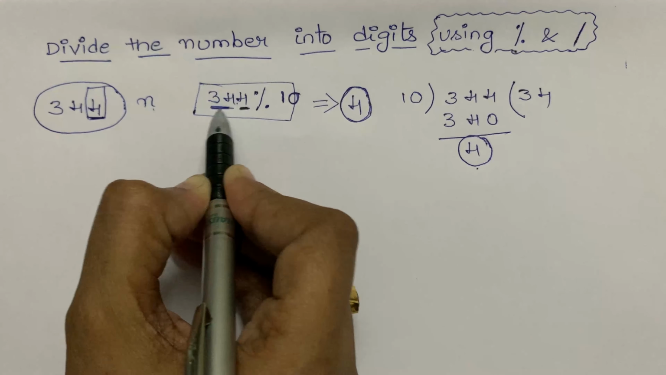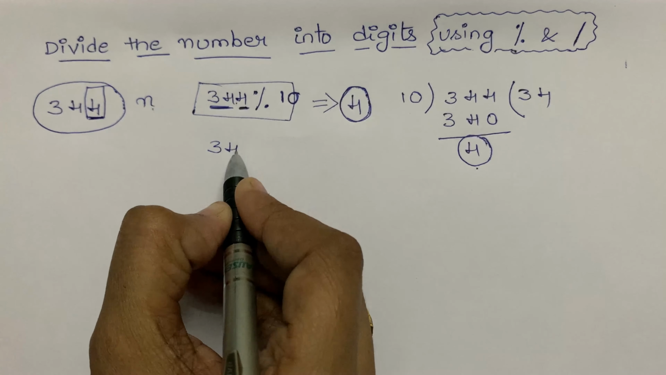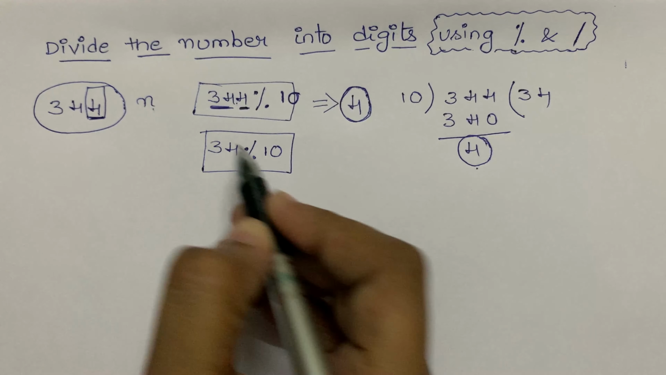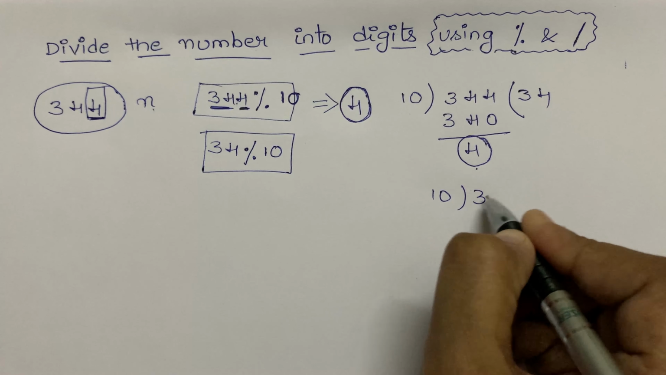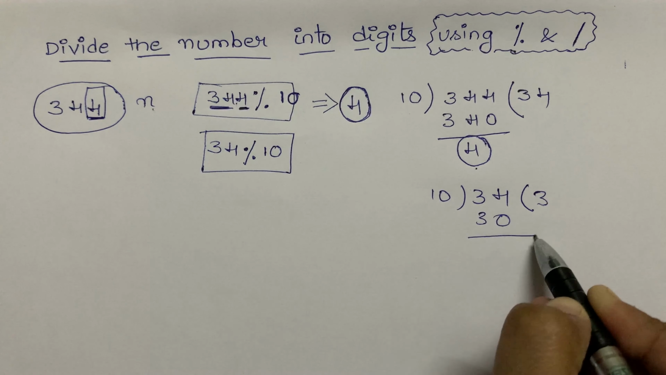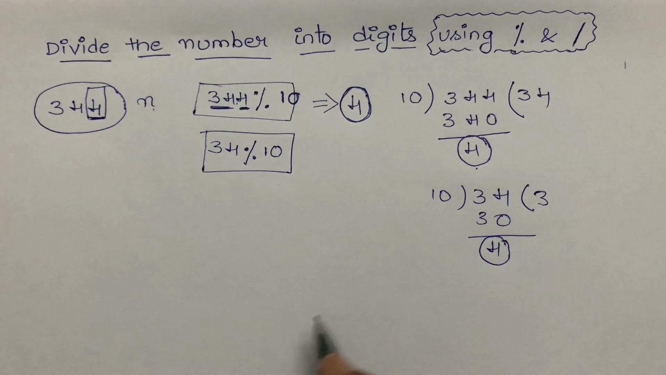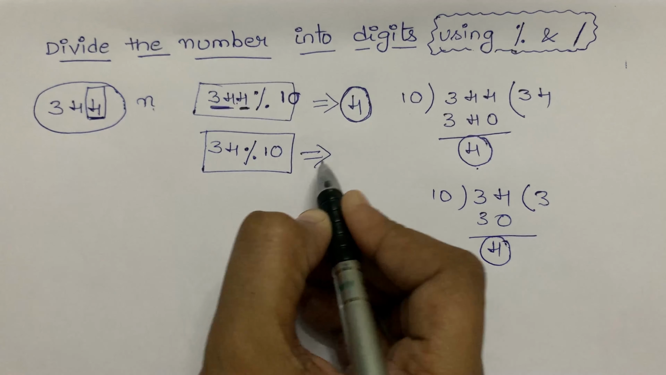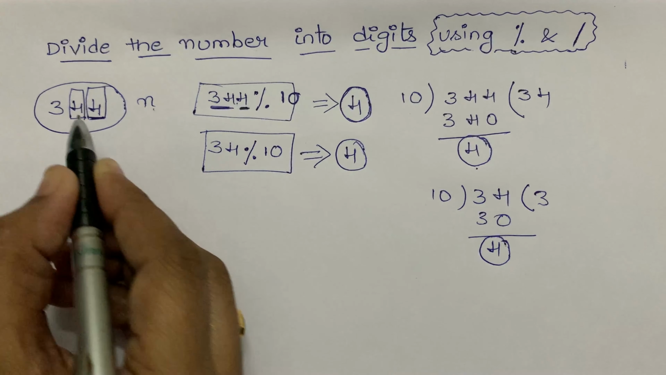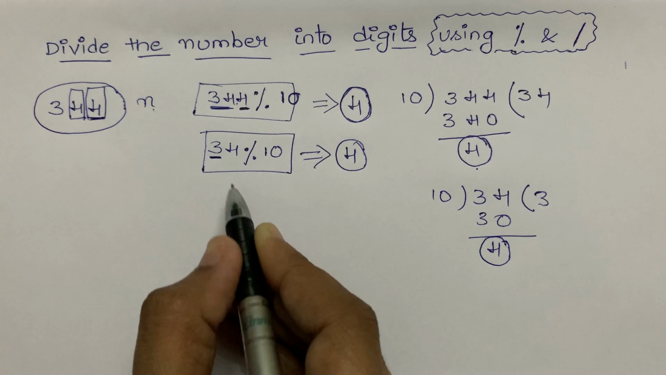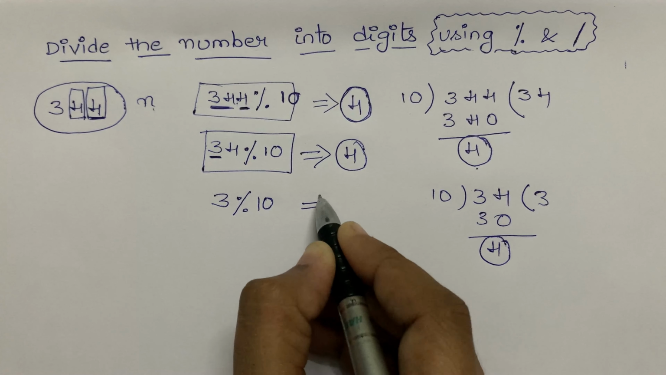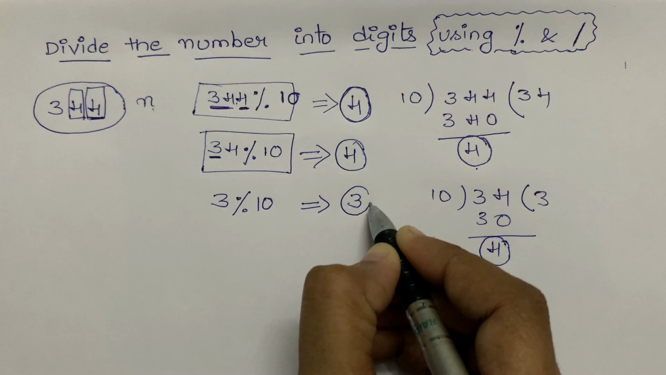Now the remaining digits are 34. Again perform 34 modulus 10. The result will be as follows: 10 3s are 30 and the remainder will be 4. So here we got the tens place digit. Now the remaining is 3. Again 3 modulus 10. It will always be 3.